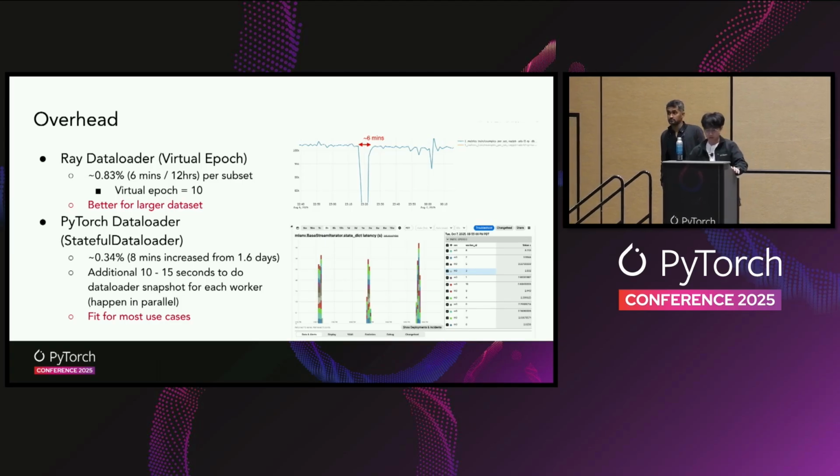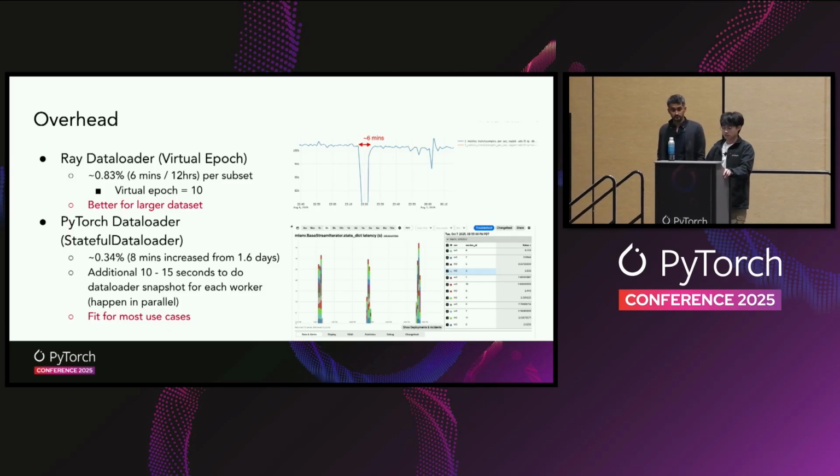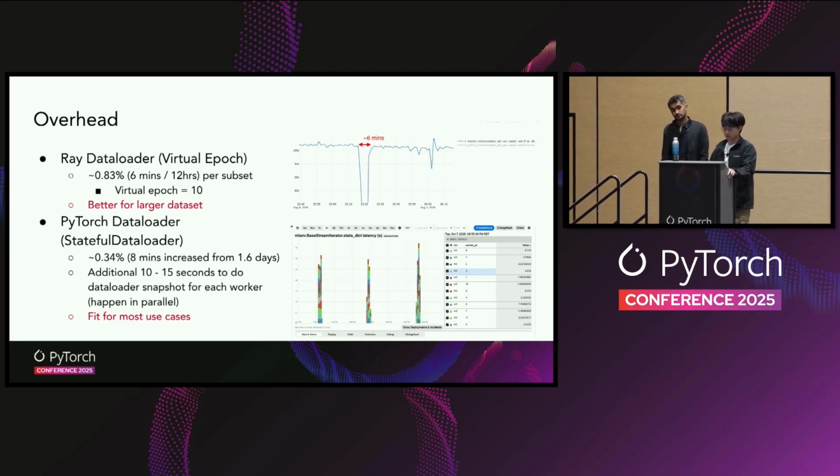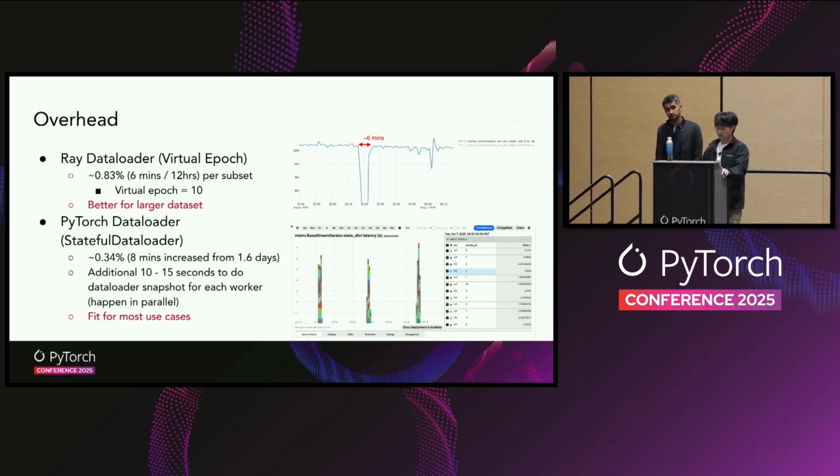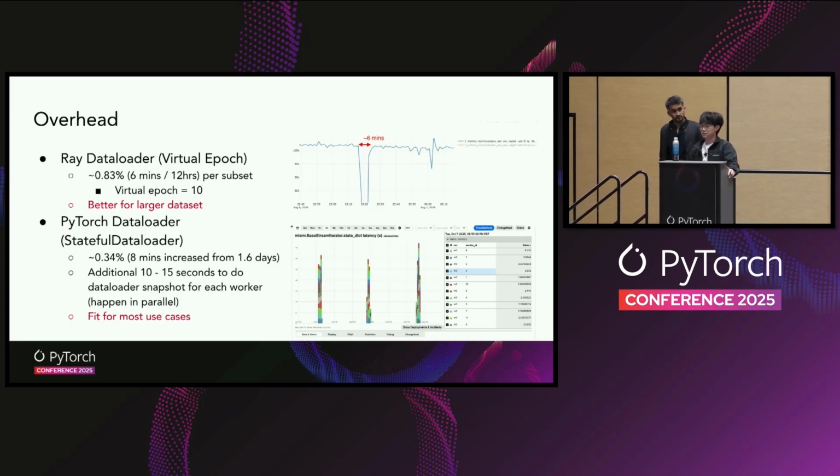So I also want to talk about some overhead that we observe from our approach. We measure the overhead of each approach from existing use cases. With the Ray data loader using virtual epoch, the cost is about 0.8% per subset, with virtual epoch set to 10, and each epoch training for 12 hours. So this gives us an insight that it probably works much better for a larger data set. For the PyTorch data loader, it's surprisingly much better because the overhead is just 0.3. So it fits most of the use cases at Pinterest.